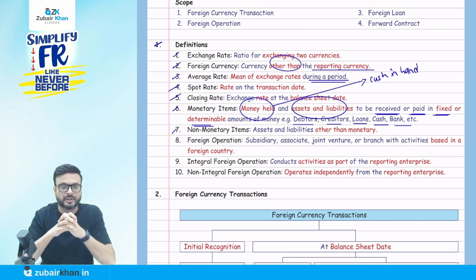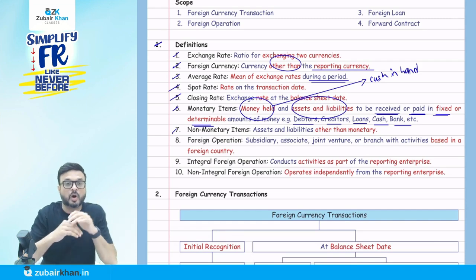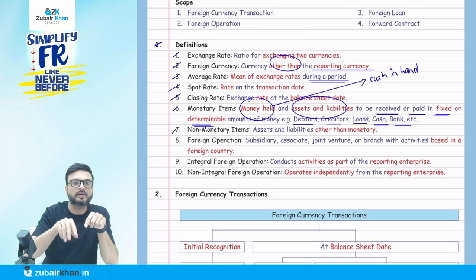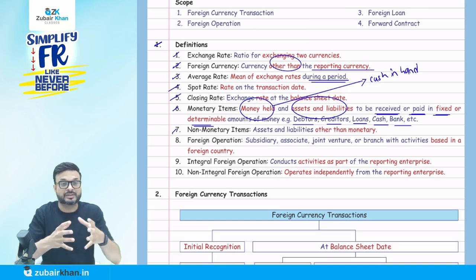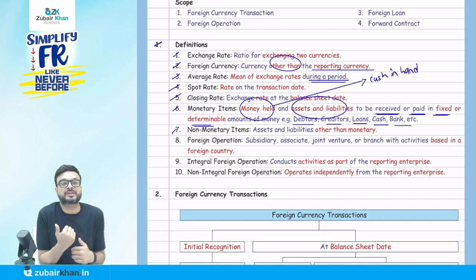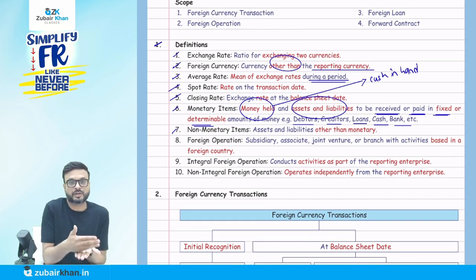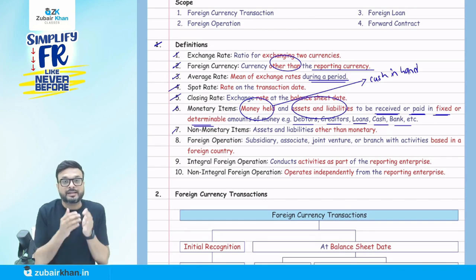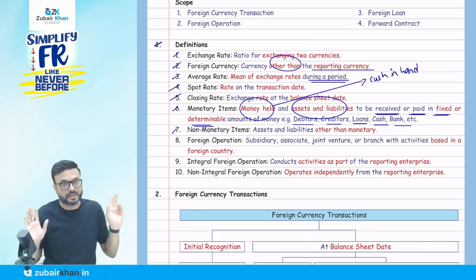To make it simple, if you go to the basics of accounting, not generally I'm saying, all personal accounts are monetary items, and cash is a real account, but cash is also a monetary item. So cash, money held, or anything which is receivable or payable, where I know the fixed or determinable amount. Like debtors, creditors, loan taker, all these are monetary items. Non-monetary item means, your 7th point here, assets and liabilities other than monetary. So anything which is not monetary will be considered as a non-monetary. You got the point here?